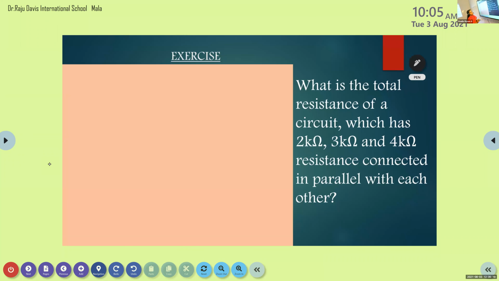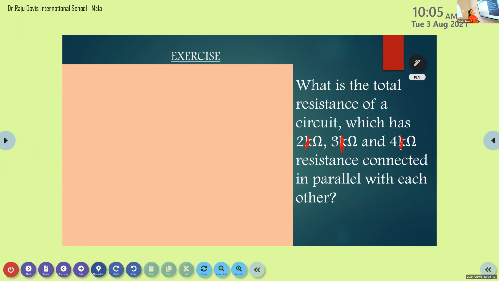Now you have a simple question. What is the total resistance of a circuit which has 2 ohm, 3 ohm and 4 ohm resistance connected in parallel with each other?